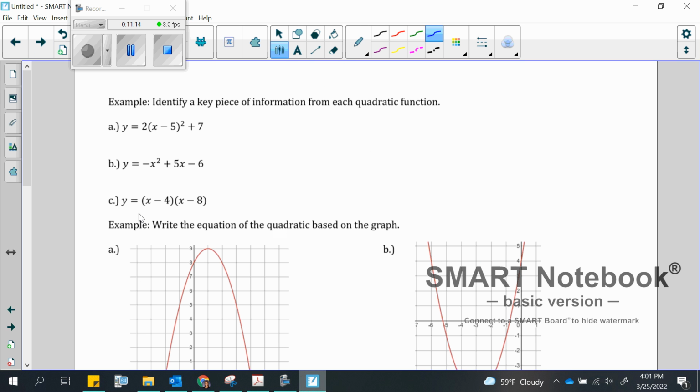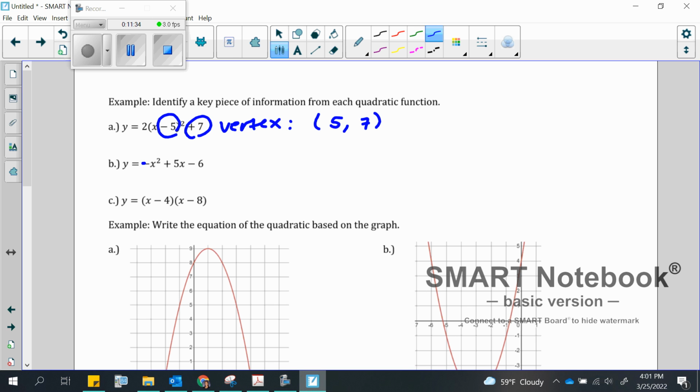Okay. So for example, for A, this is in vertex form. So I'm going to analyze the vertex. So the vertex in this case, switch the sign for x. X's are always opposite. So the vertex would be (5, 7). And then we'll learn how to graph it from there.